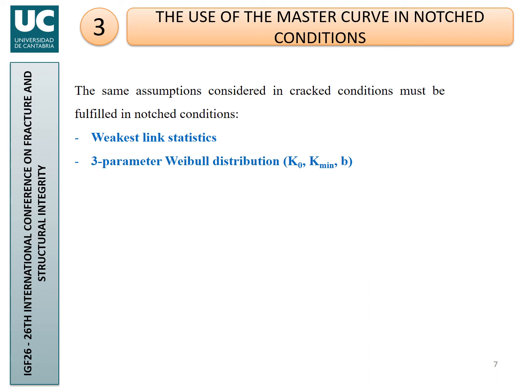So, concerning the first two assumptions, when we have for a given material and notch radius a given ductile to brittle transition zone, within that zone the failure is also caused by cleavage. And also, it starts from a single initiation point generally. So it follows weakest link statistics, and then it may be modeled by a three-parameter Weibull distribution. So this is exactly the same as it happens in cracks. No problem about that.